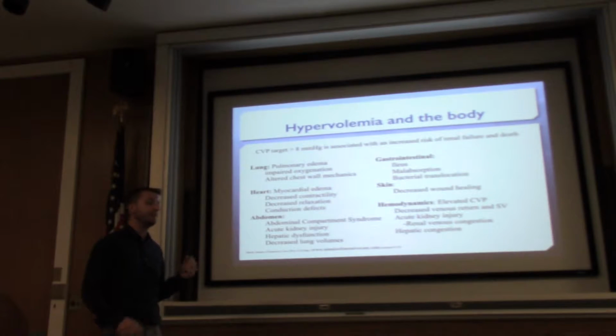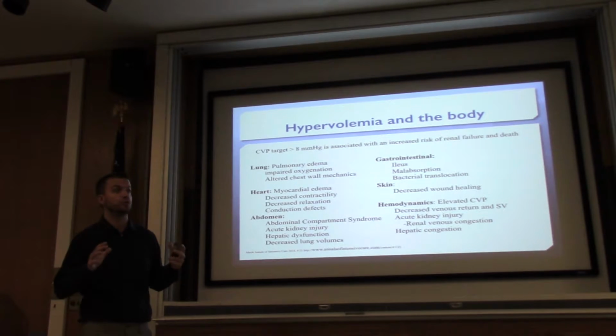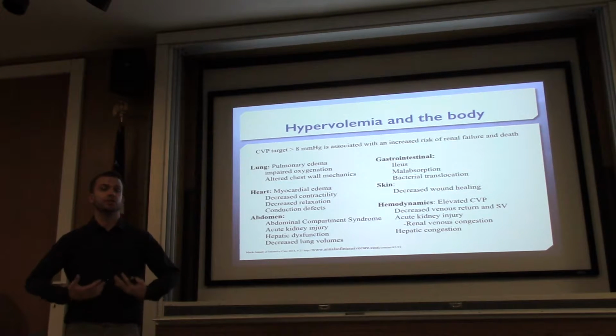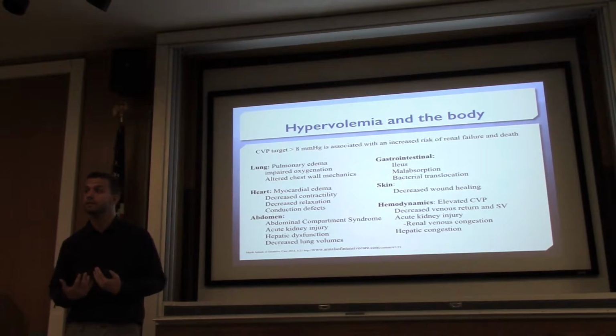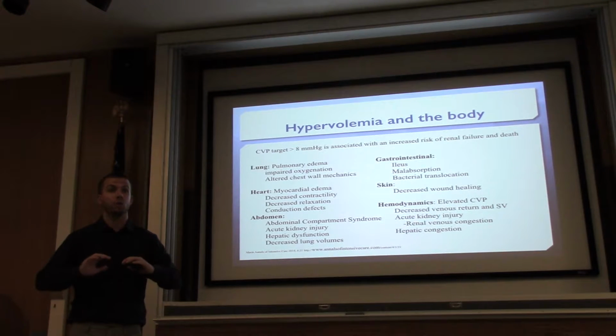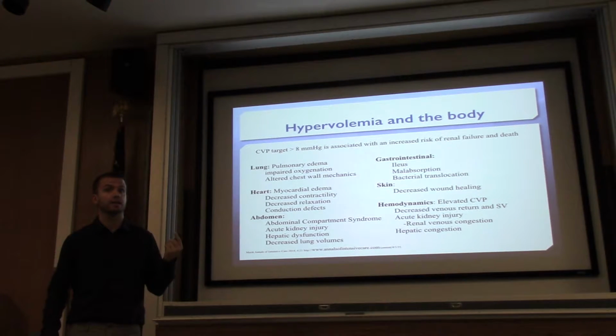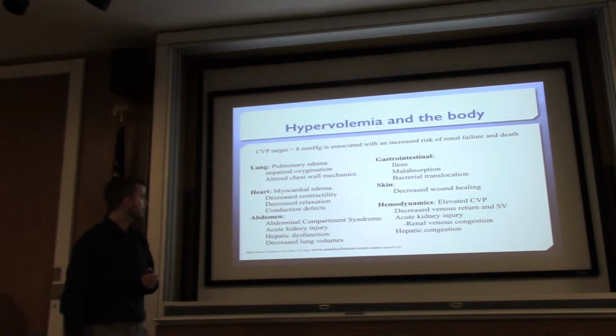Abdominal compartment syndrome is huge, so you can imagine all that stuff going into the abdomen, and it actually is pushing up your diaphragm, and it leads to decreased lung volumes, as well as you're compressing your IVC, your intestines, your bladder, and you end up having a lot of problems there.